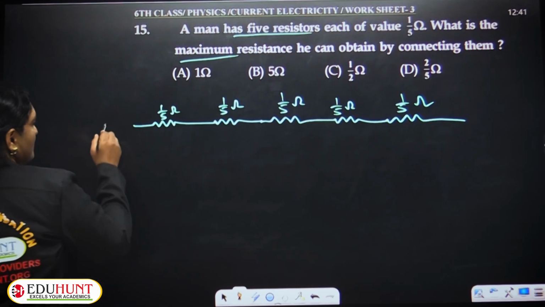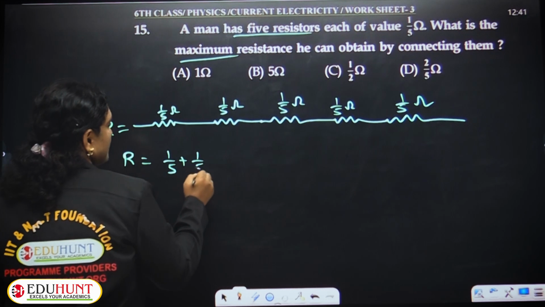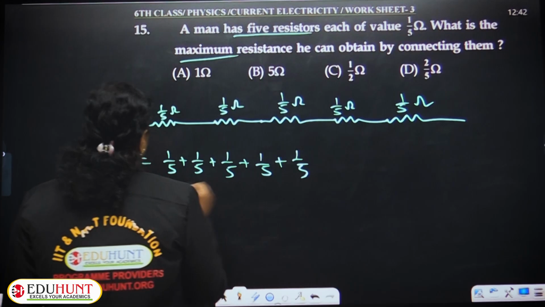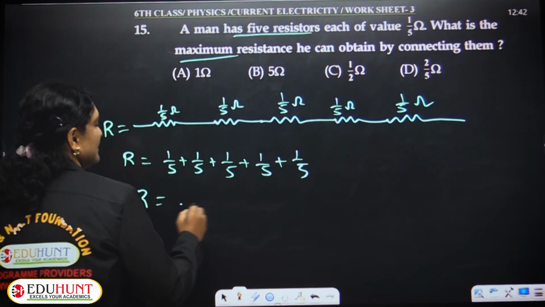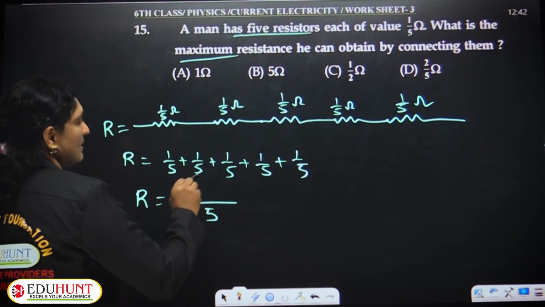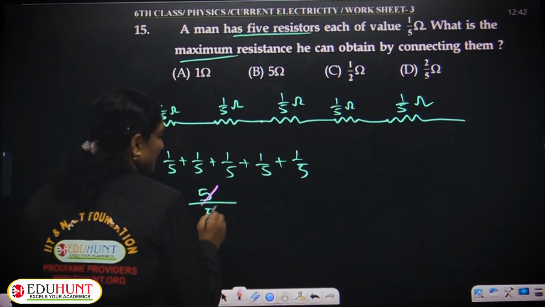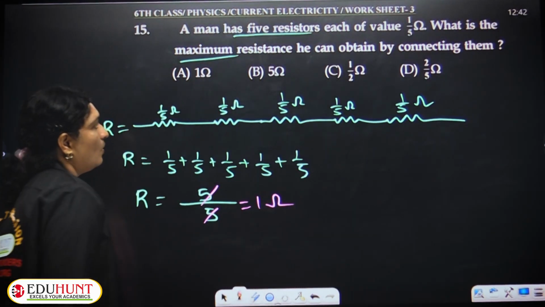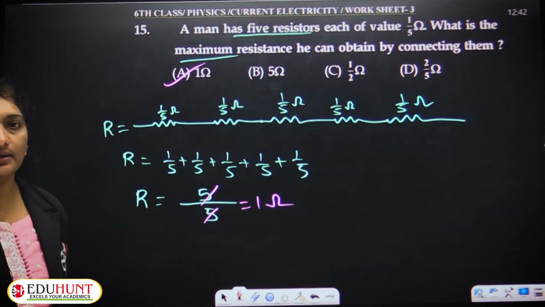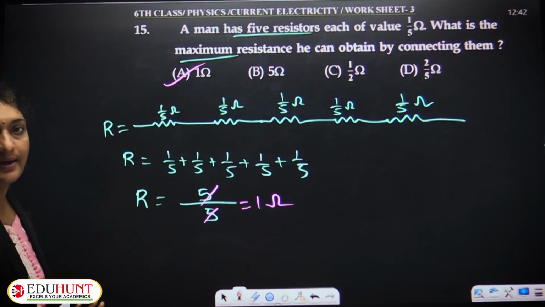And what is the value of this maximum resistance? R must be equal to 1 by 5 plus 1 by 5 plus 1 by 5 plus 1 by 5 plus 1 by 5. So 5 times you are adding, the denominator is the same, that is 5. 1 plus 1 plus 1 plus 1 plus 1, you will be getting 5. If you simplify this, how much are you getting? 1 ohm. Hence, the correct option is option A, that is 1 ohm. To get the maximum value, you must connect them in series.